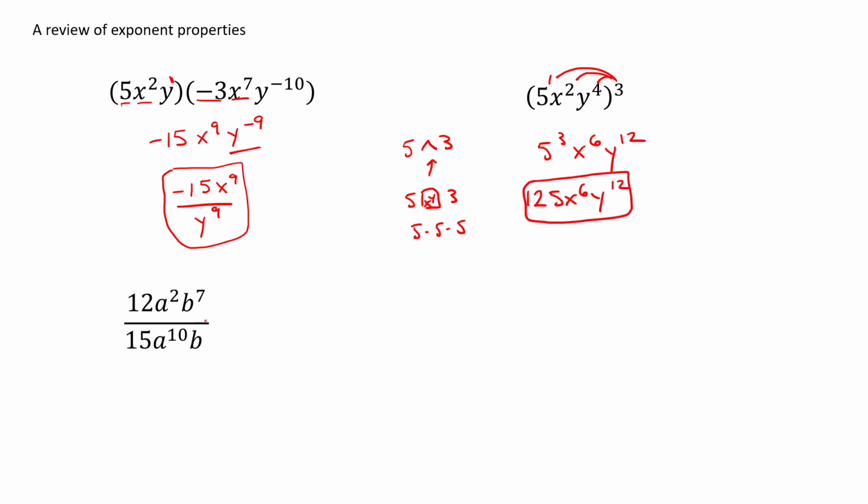The last example, you need to know how to divide. Remember, we reduce the number like a fraction, so what goes into 12 and 15? The best thing would be 3. 3 goes into 12 4 times, 3 goes into 15 5 times, and then subtract. 2 minus 10 gives us negative 8.